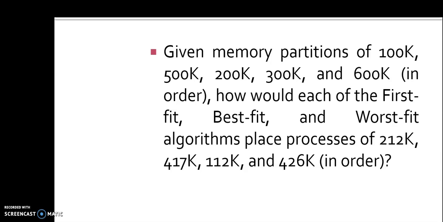And the last question for today, refer back to your previous slides. Given memory partitions of 100K, 500K, 200K, 300K and 600K in order, how will each of the first fit, best fit and worst fit algorithms place processes of 212, 417 and so on?